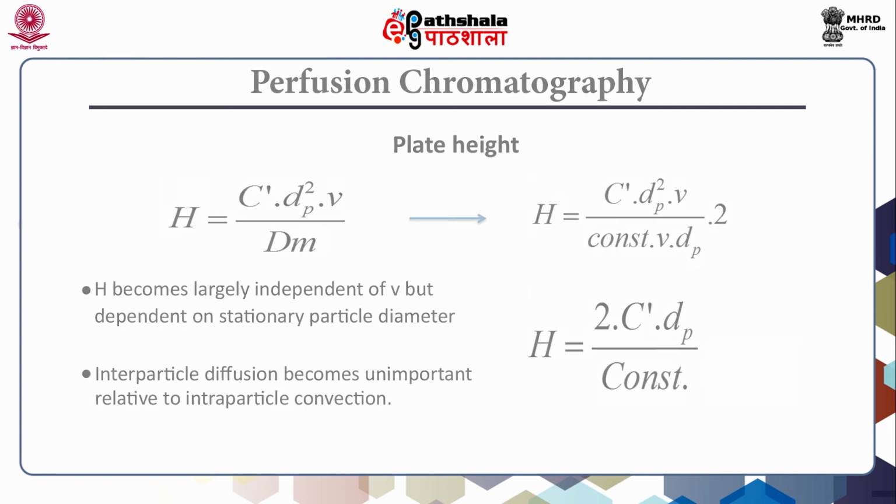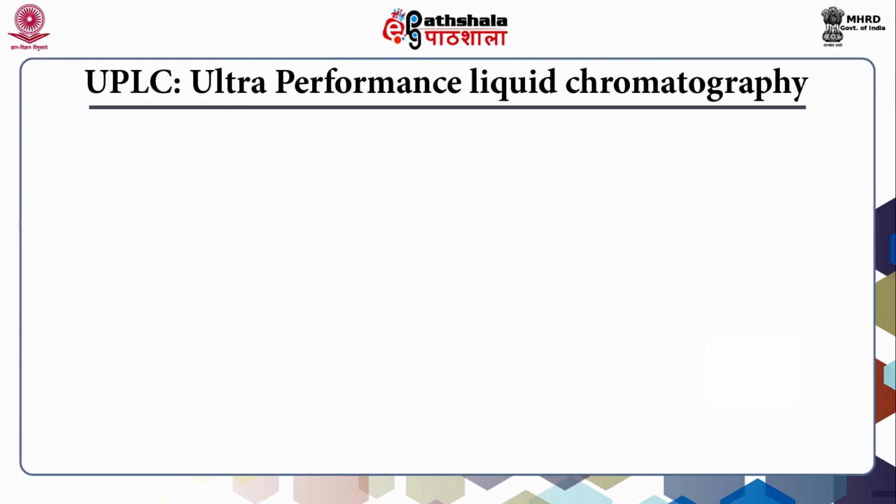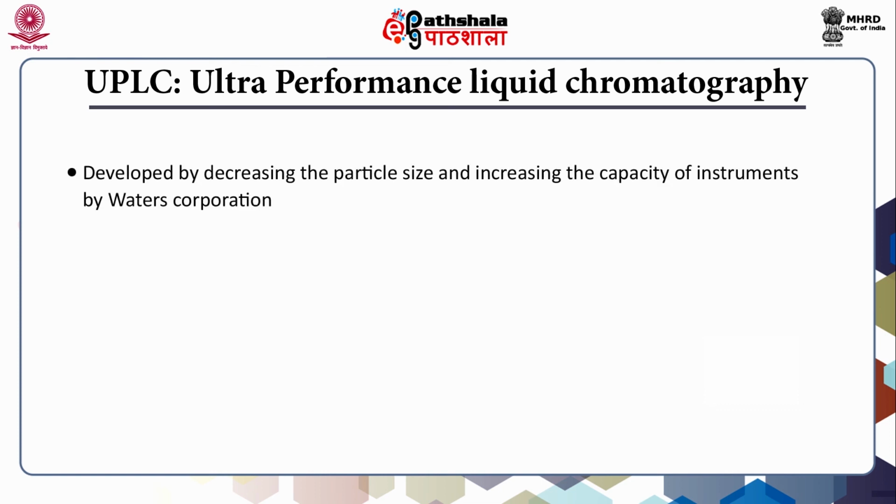Coming to the next slide, we will discuss another alternative to HPLC, that is UPLC. UPLC is called ultra performance liquid chromatography. The commercial company Waters Corporation developed another kind of chromatography, the UPLC, in which the particle size is decreased and the capacity of the instruments is increased. The particle size is decreased to 1.7 micrometer diameter. That means the stationary phase particle size is 1.7 micrometer diameter.